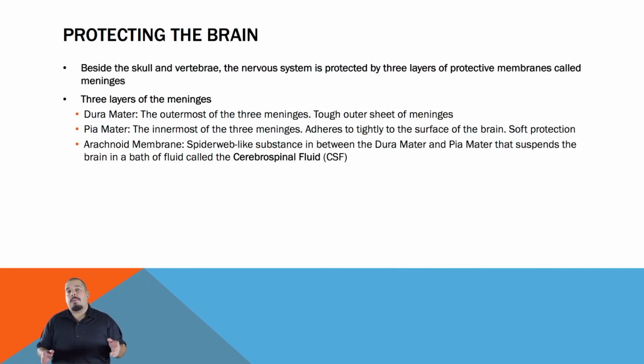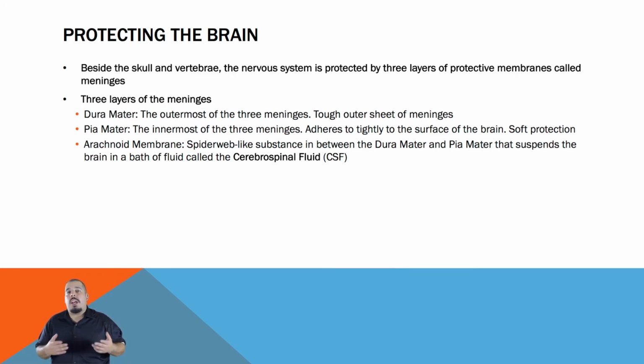The brain needs to be protected, and we all know we have a skull that does just that. However, right below the skull are 3 additional layers of protection for the brain called the meninges. The dura mater is the outermost layer from the brain. It is a tough layer that surrounds not only the brain but the spinal cord as well. The pia mater is the innermost layer and adheres directly to the brain and the spinal cord. It is the soft covering.